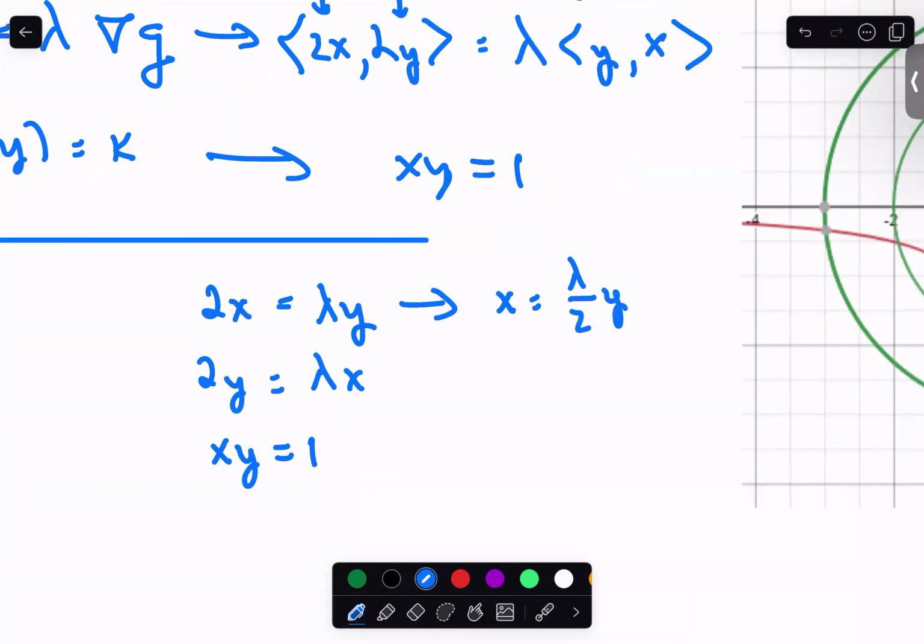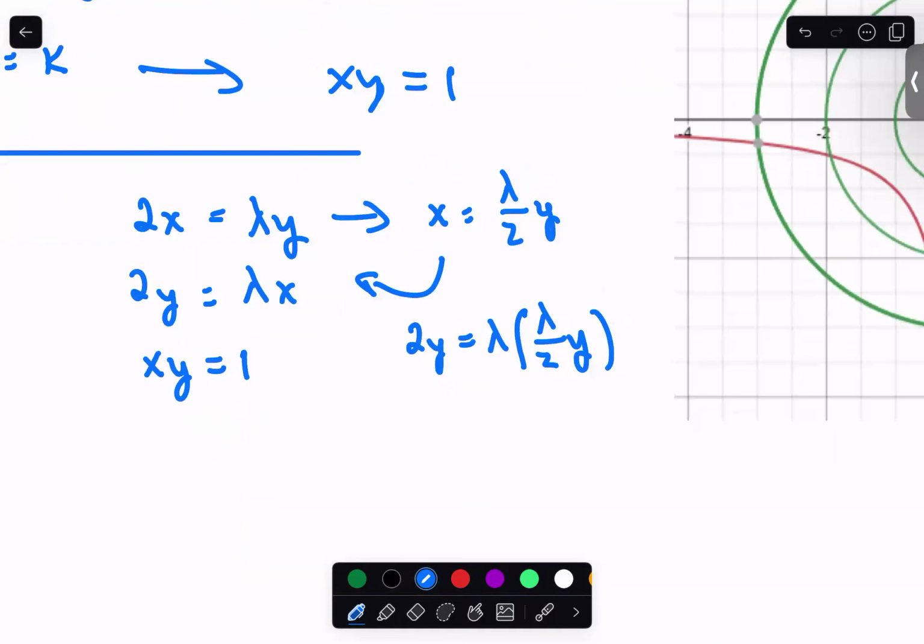So I'm just taking my first equation and solving it for one of my variables. This is a common technique, because then once we have one of our variables solved for, we can substitute that into another equation. So I'm going to go ahead and substitute that into my second equation. And what I'm going to have is 2y is equal to lambda times x. And instead of x, I'm going to substitute and put lambda over 2y.